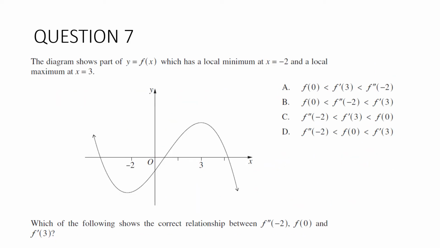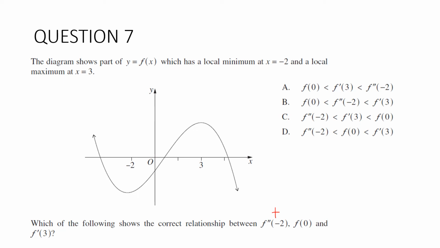Question 7. The diagram shows part of the graph y equals f of x, which has a local minimum at x equals -2 and a local maximum at x equals 3. Which of the following shows the correct relationship between f double dash of -2, f of 0, and f dash of 3? Okay, f double dash of -2 is here. This is testing concavity. This is concave up, so our second derivative is positive.